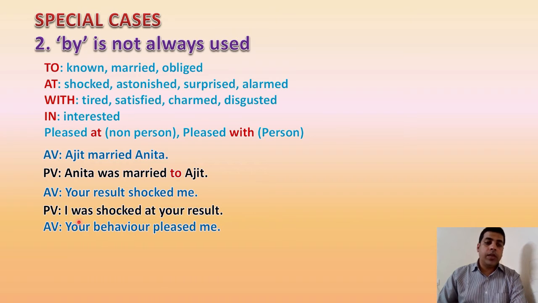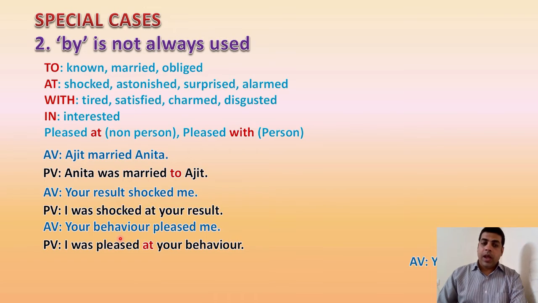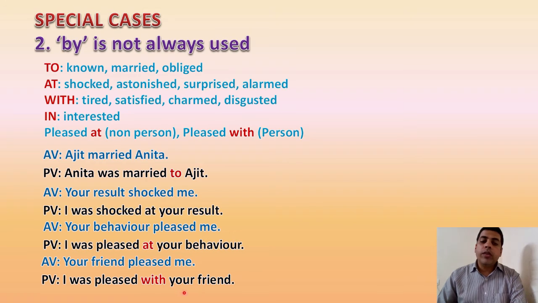One more example, if you see, your behavior pleased me. Here, if you look at behavior and please, behavior is a non-personal thing, meaning a non-living thing. So, in that case, I was pleased at your behavior. Another example, your friend pleased me. Here, friend is a living being, so, a person. In that case, I was pleased with your friend.